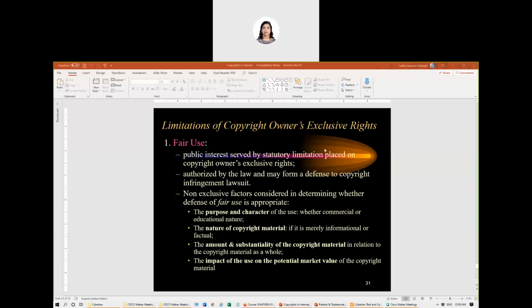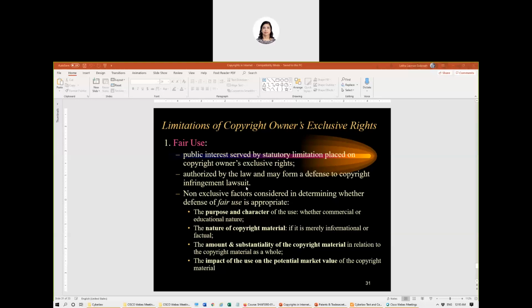Now, we also need to look at limitations of copyright owners' exclusive rights. So you can see the copyright owner has got various exclusive rights, but in certain circumstances, these exclusive rights have limitations. All right. Now, what are these limitations? There are several. All right.